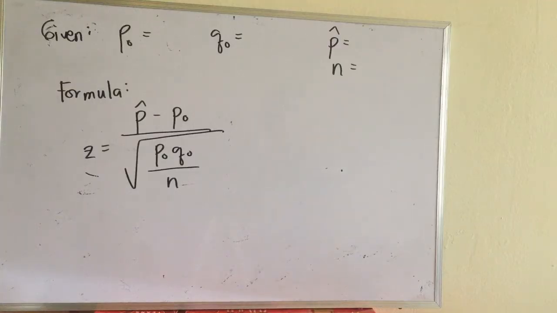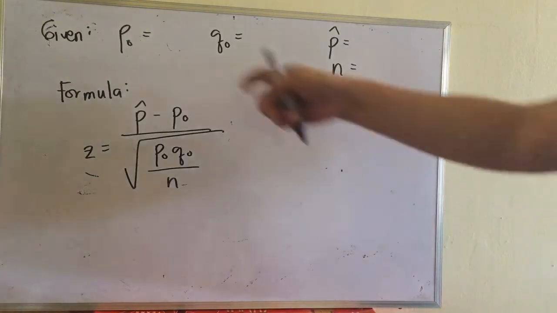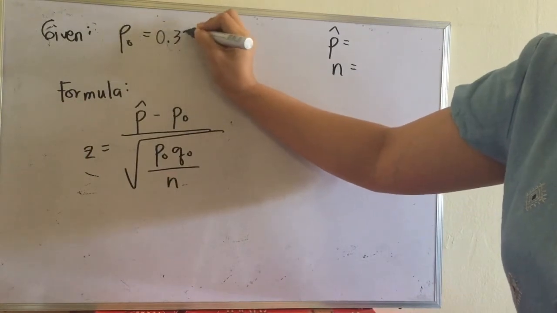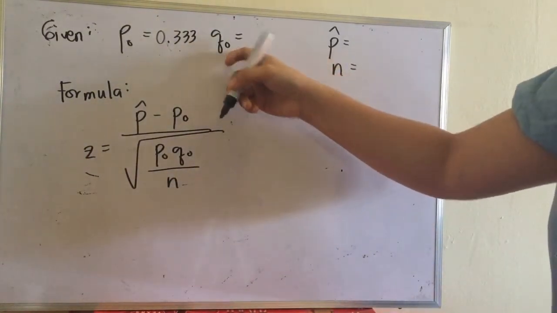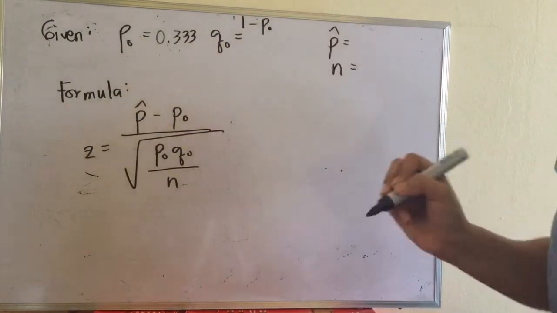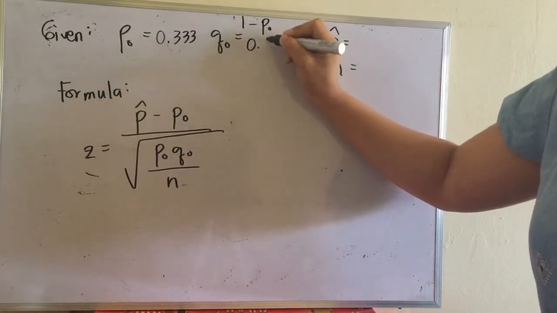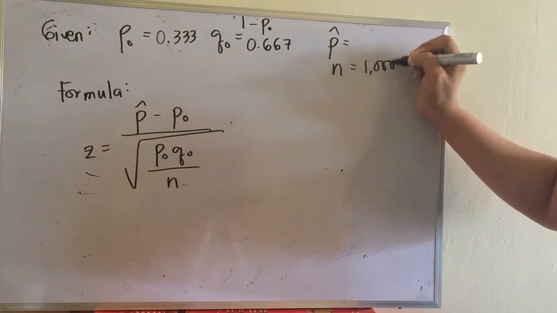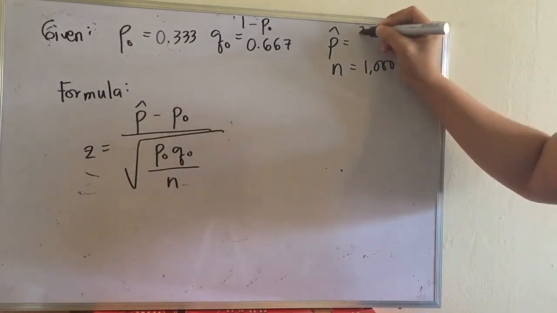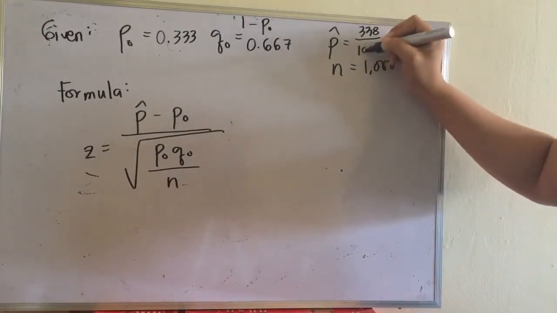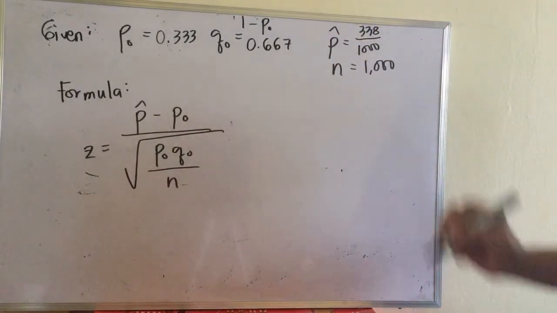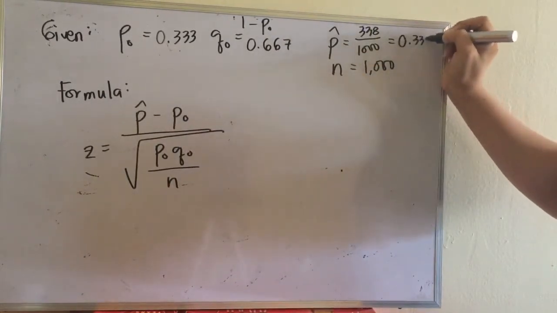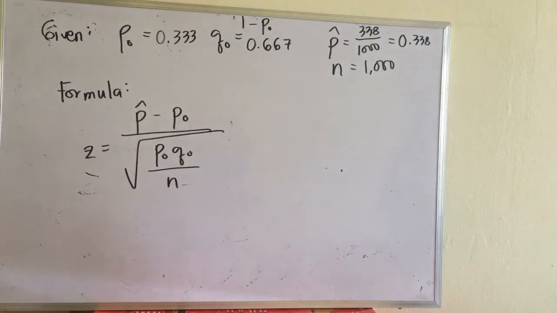Now let us solve for our test statistic. The hypothesized population proportion is one-third, or we say it is 0.333. Q sub 0 is 1 minus P sub 0, and that is 0.667. We have 1,000 for the sample size, and out of 1,000, 338 said they're watching the TV show. So, our observed proportion is 0.338.